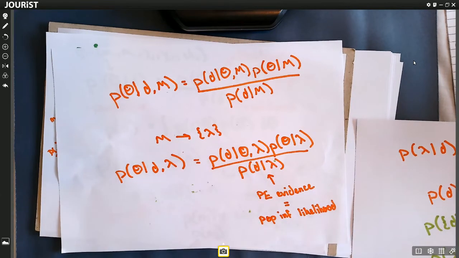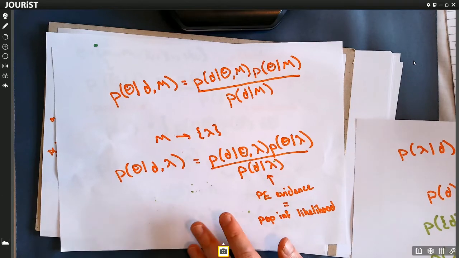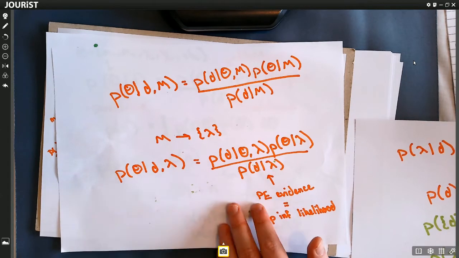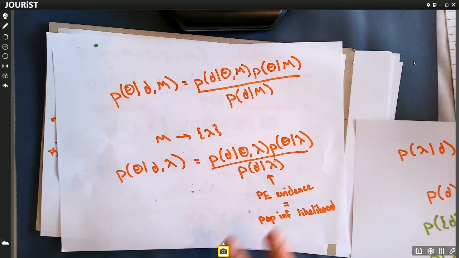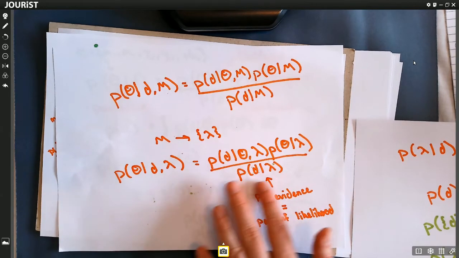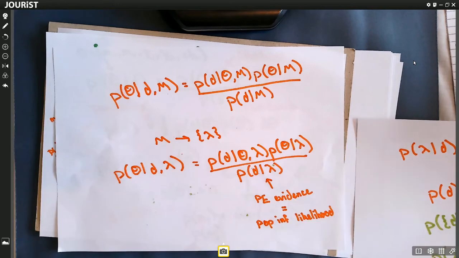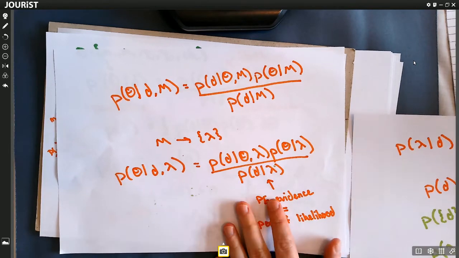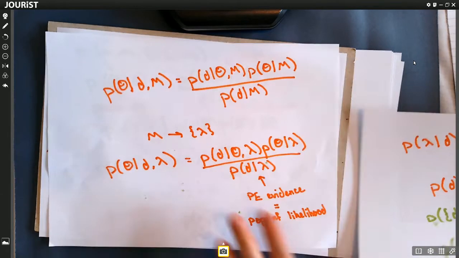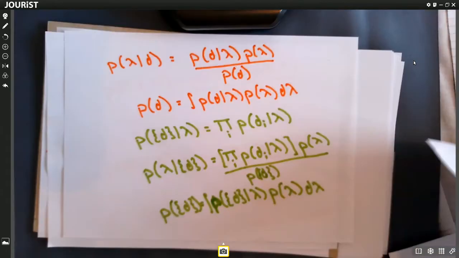And if we're considering thousands of different values of lambda, hundreds of thousands of different values of lambda, because we're in a high parameter space, that becomes completely computationally infeasible. So can we do something else? The answer is yes, thankfully. So what do we do?